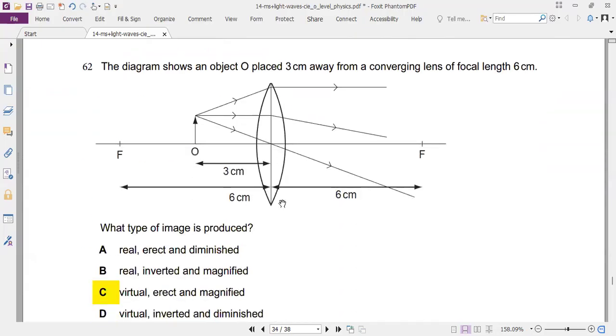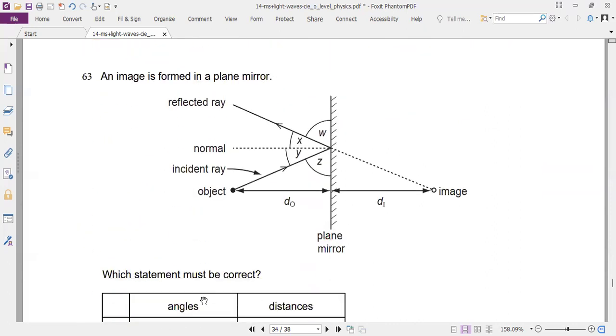62. A lot of data is given. You can see the focal length, 6 centimeters. Anything within the focal length will produce a virtual image. Reject A and B. A virtual image in this case has to be erect. So reject D. So C is the choice.